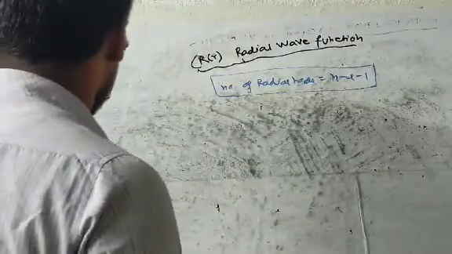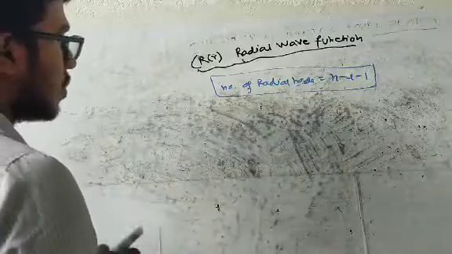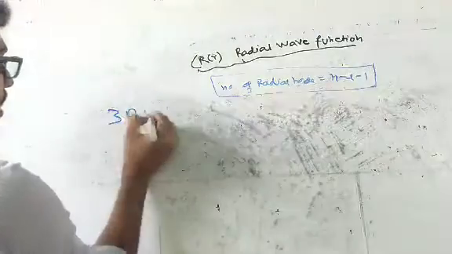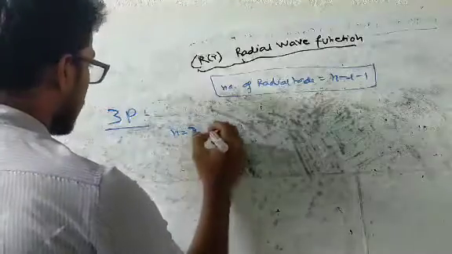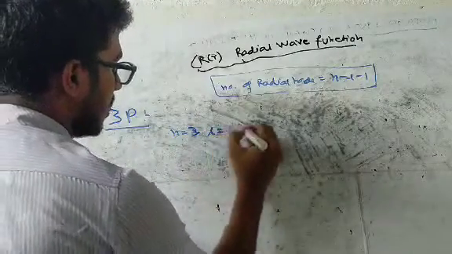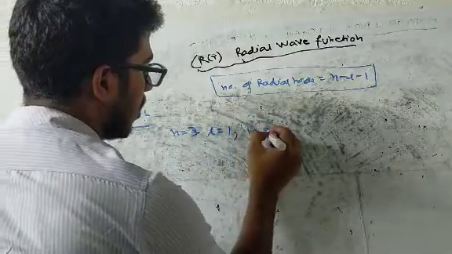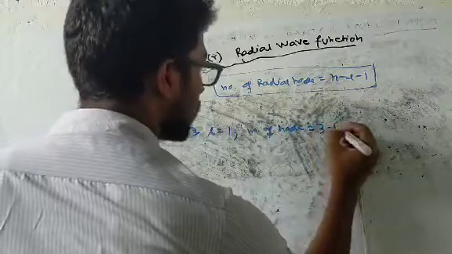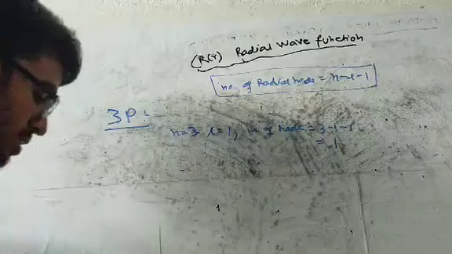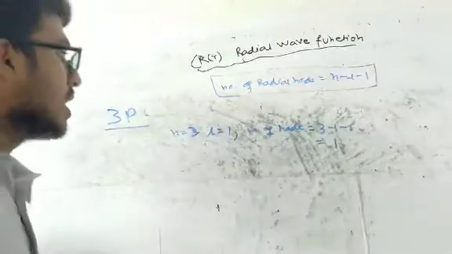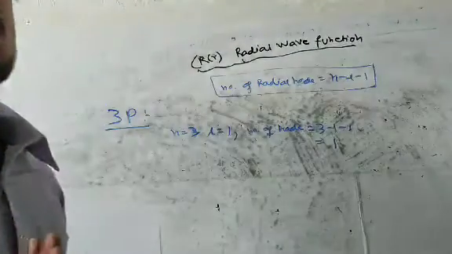So let's go for 3p. What is the number of nodes? So n equals 3, l equals 1. So the number of nodes equals 3 minus 1 minus 1, that is equal to 1. That means one radial node is present here.